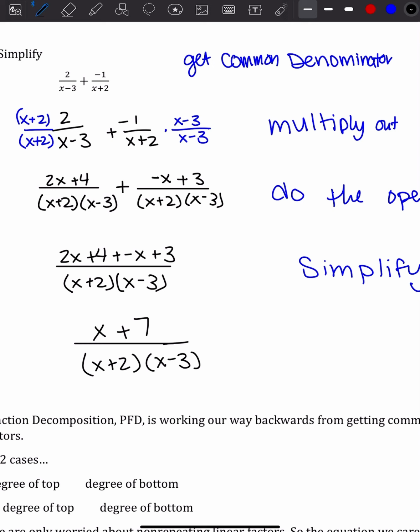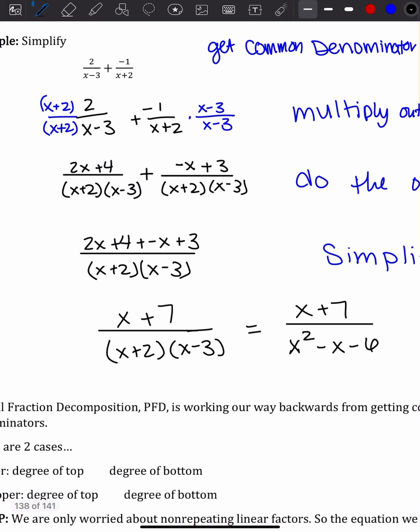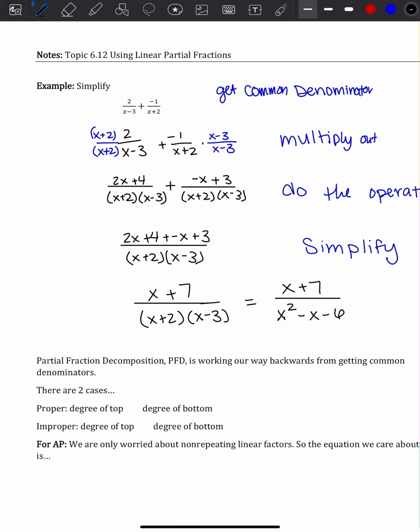We might get something like this. The only other way we might write it is if we were to multiply out the denominator. If we do, we're going to get x squared. We have 2 times x and a negative 3 times x, so that difference would be a minus x, and then a minus 6. So when I get two fractions and I need to combine them together when they don't have common denominators, we're going to go through this process. We're going to be learning about partial fraction decomposition, which is going to be working our way backwards from getting those common denominators. So we want to get an end goal of what we started with here.